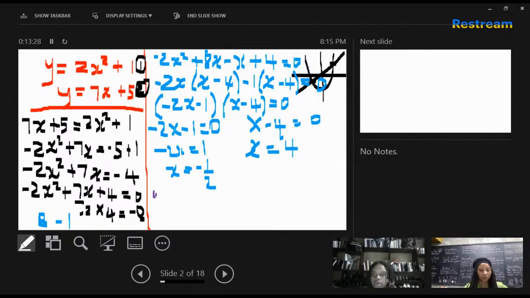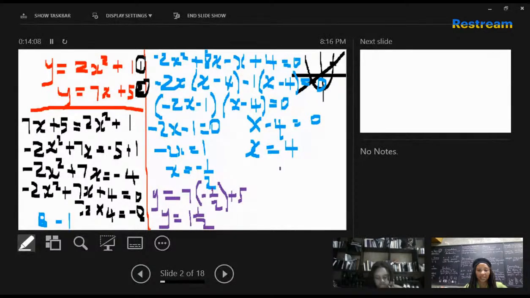So y equals 7 times the first x value, negative 1 over 2, plus 5. So that would give us y equals negative 3.5 plus 5, which is 5 minus 3.5. So that's 1.5.